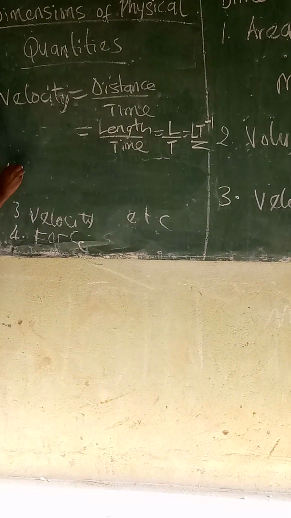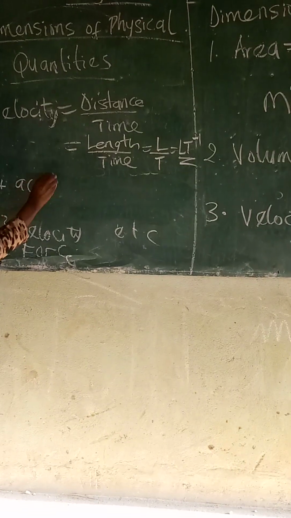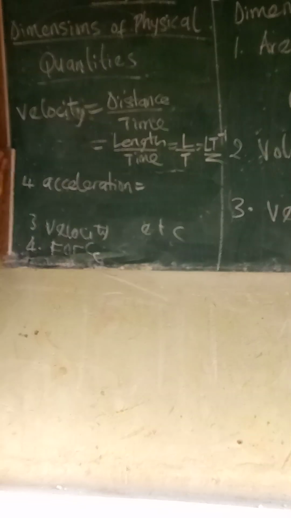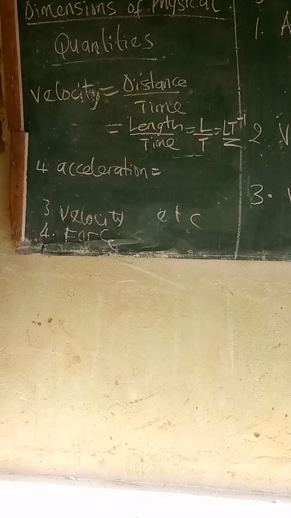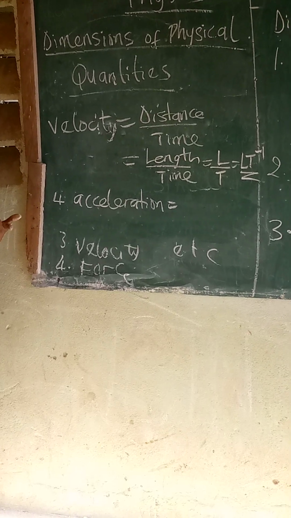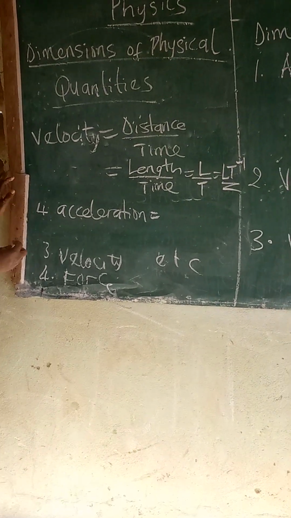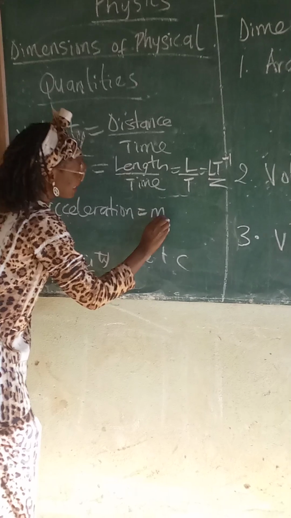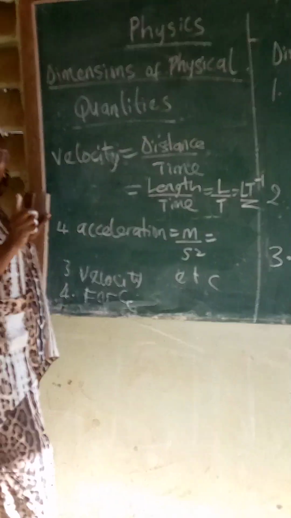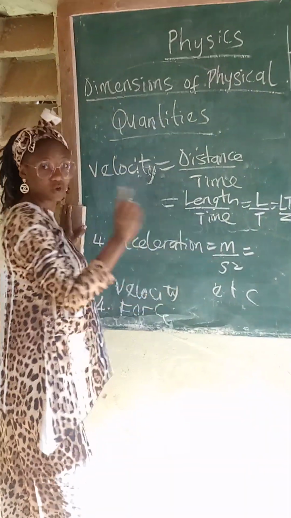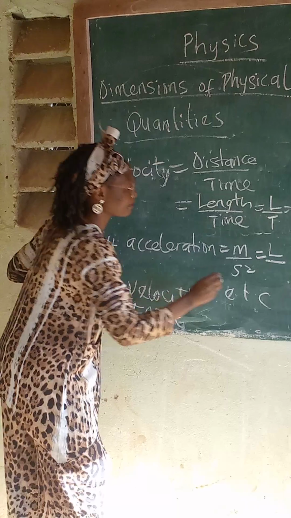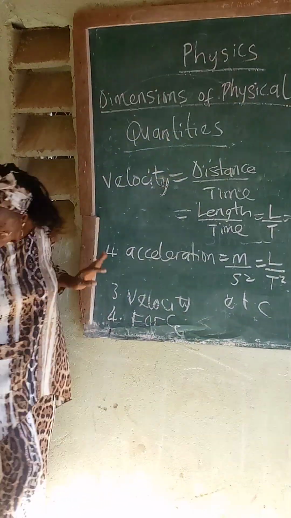4. Acceleration. Let me use the unit method first. What's the unit for acceleration? It's meter per second square. So we have meter all over second square. Meter goes with length, and seconds goes with time.